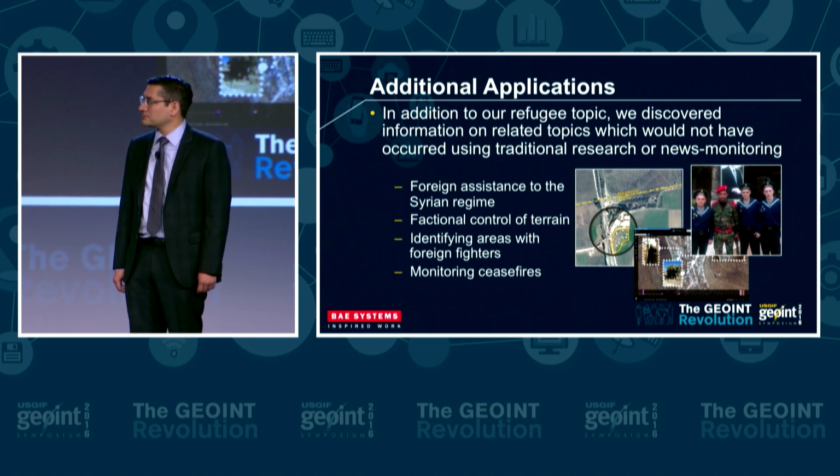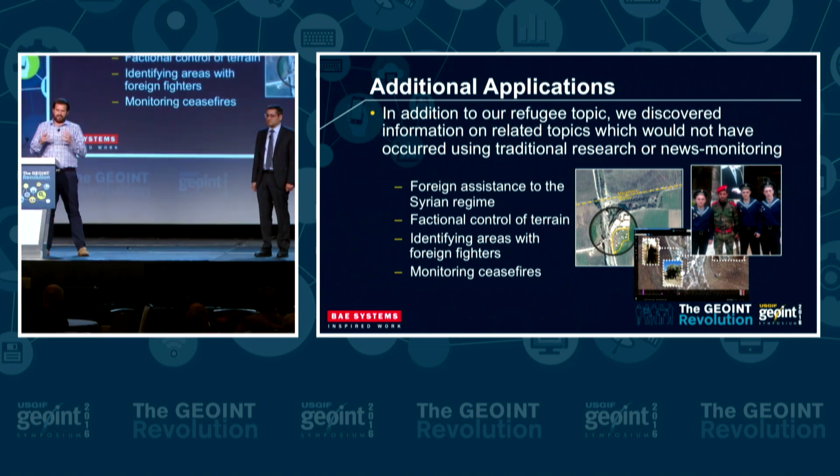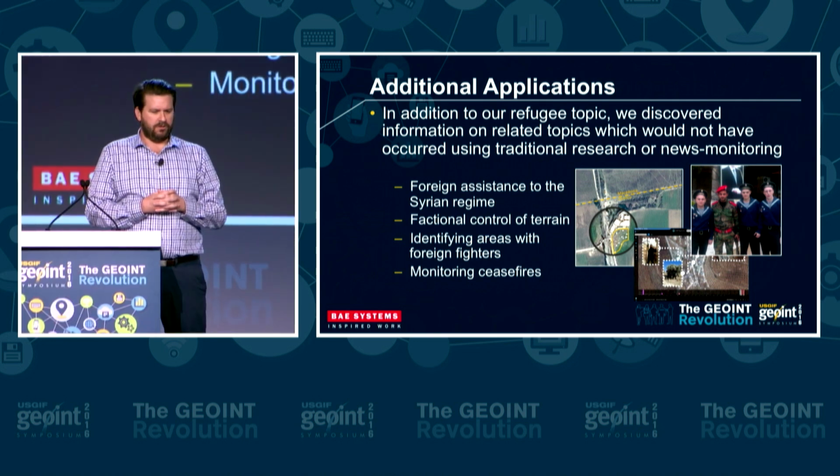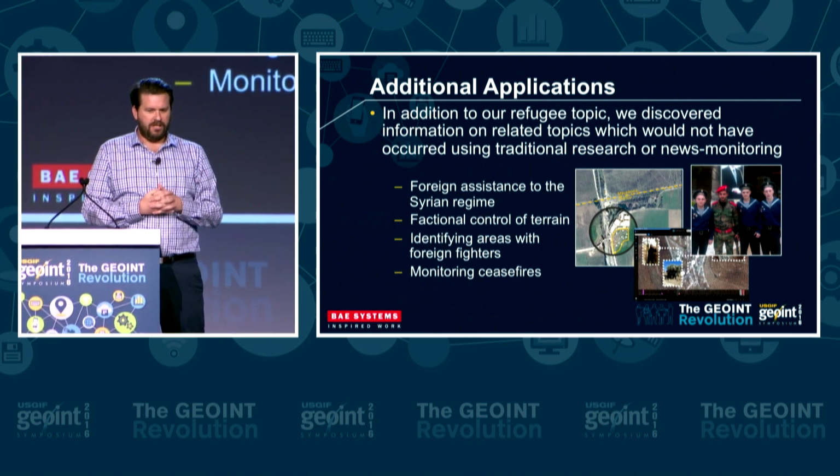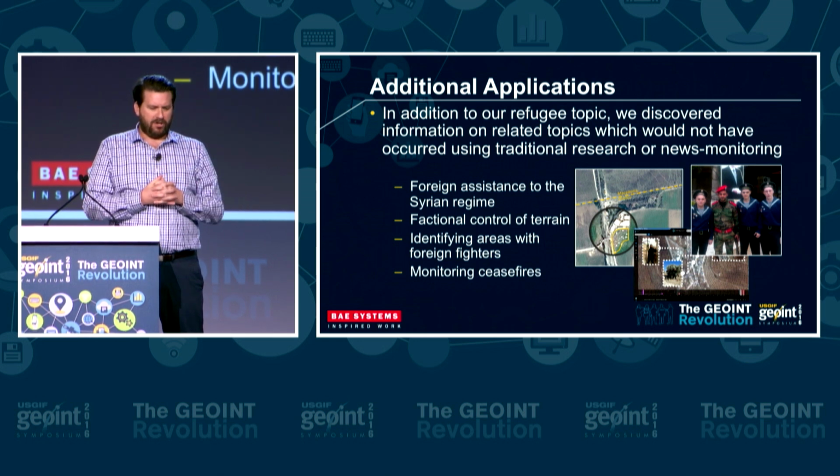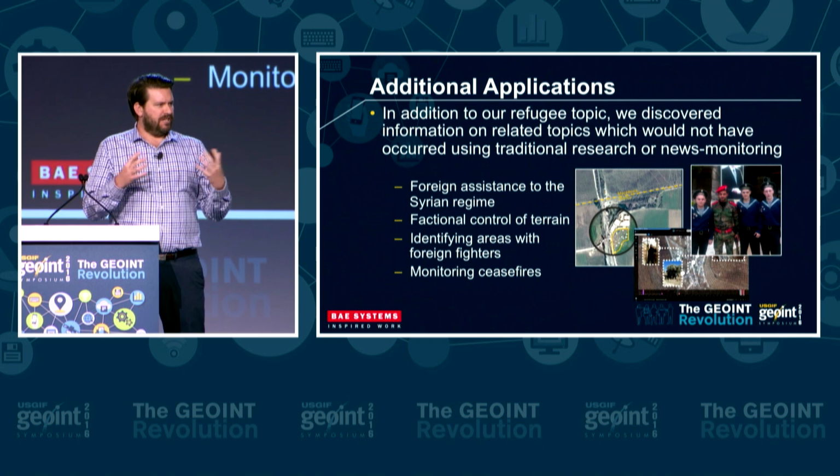Yeah, so we also experienced it with microtasking, where you have people on the ground collecting information for you in a more targeted fashion, which was useful for the refugee project, and we're using it on a bigger scale now for some other things, such as monitoring ceasefire violations in Syria, as well as doing some basic human geography foundational intelligence creation using some of that microtasking information.